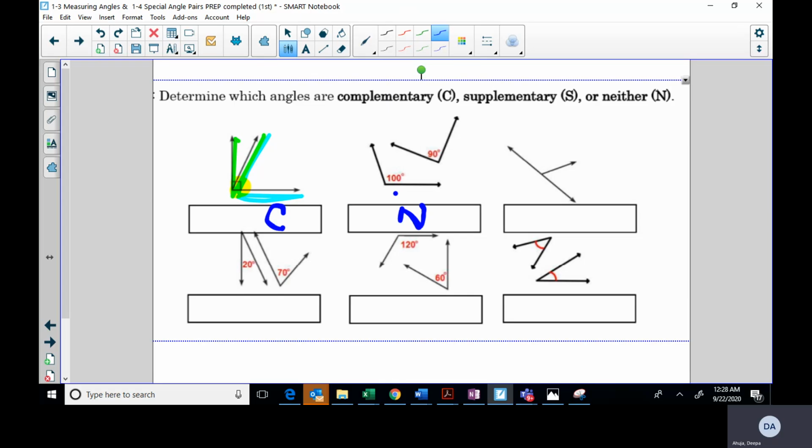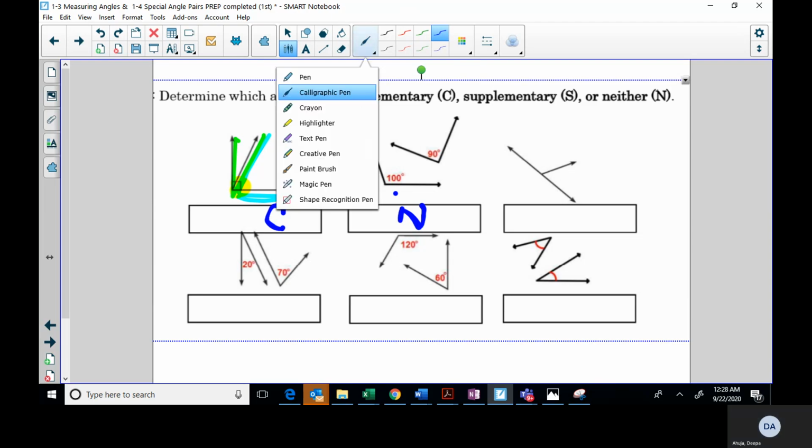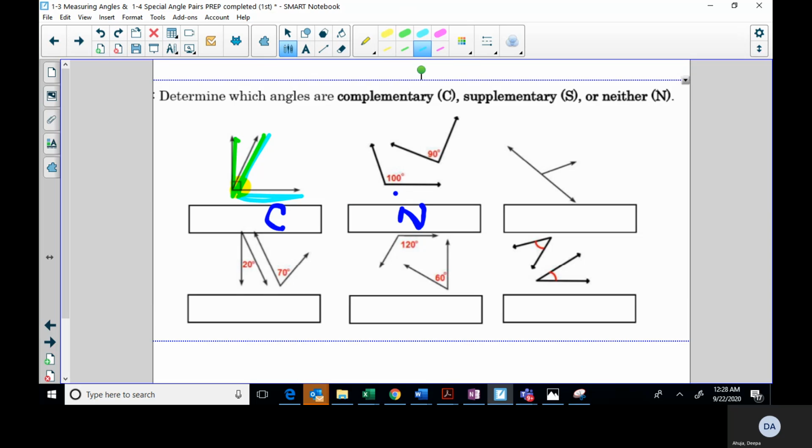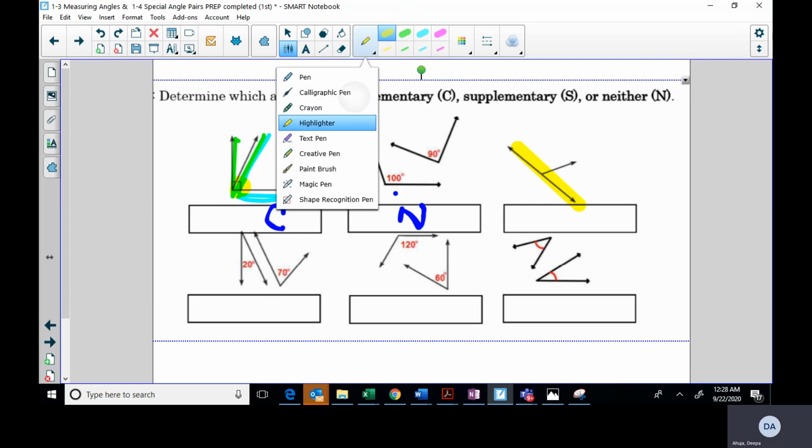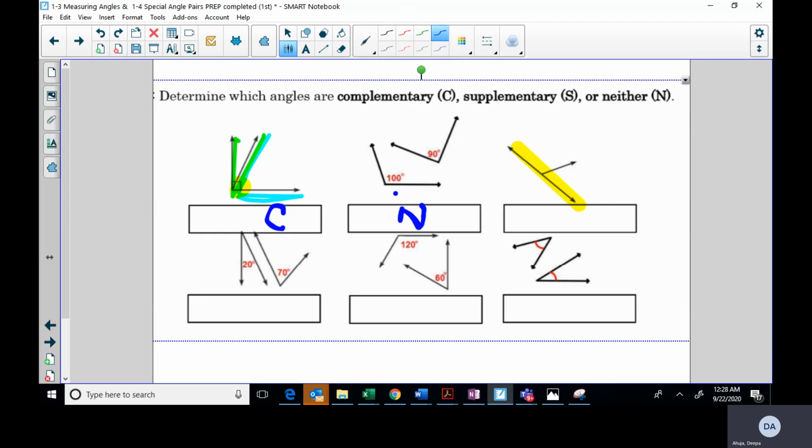Do I see in the next picture a line here, a T-shape structure? Do I have a baseline here for this one? If it's a baseline, that means what? It is supplementary. For more clarification on the baseline, remember a straight angle is always equal to what? 180 degrees. So this is your straight angle. So that is supplementary.